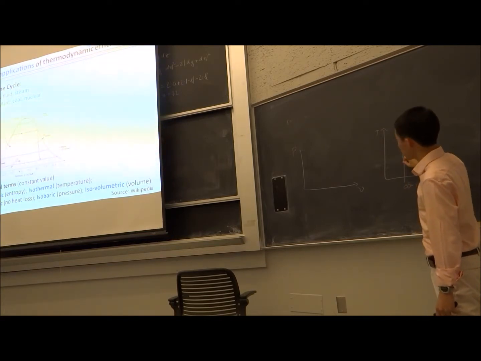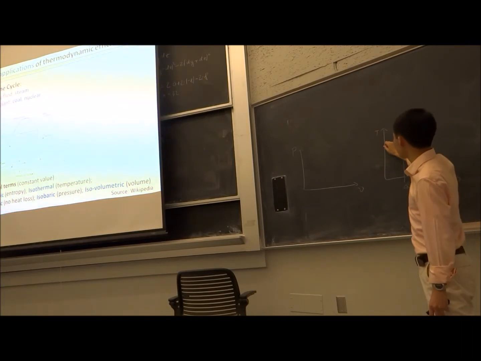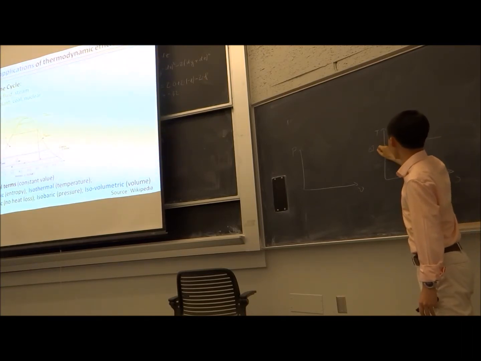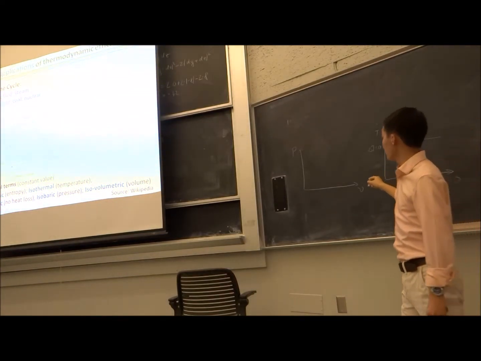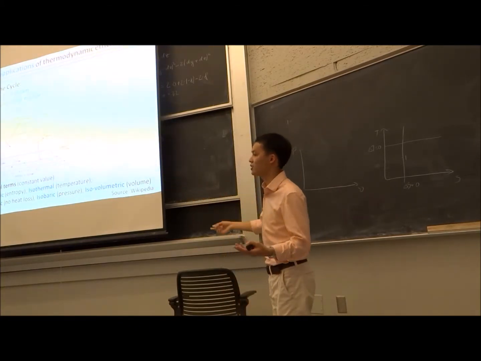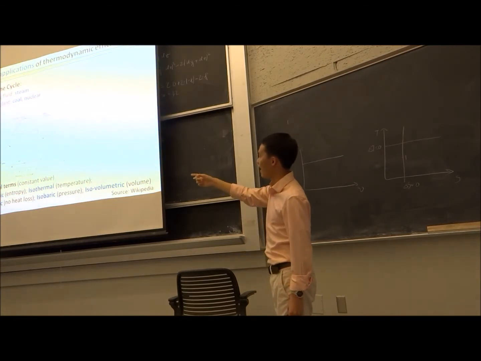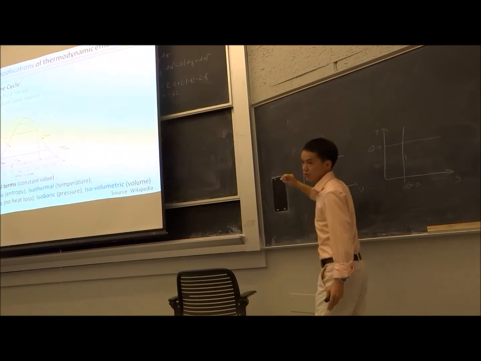Therefore, your states only move vertically on this diagram. If it is isothermal, the change in temperature equals zero. You move horizontally in this diagram. Same thing applies here. Isobaric is called constant pressure. So you go this way. And if it is isovolumetric, or constant volume, you go this way.